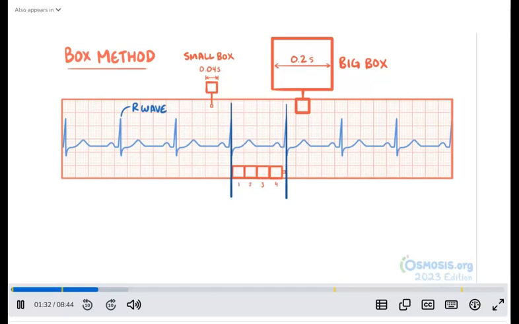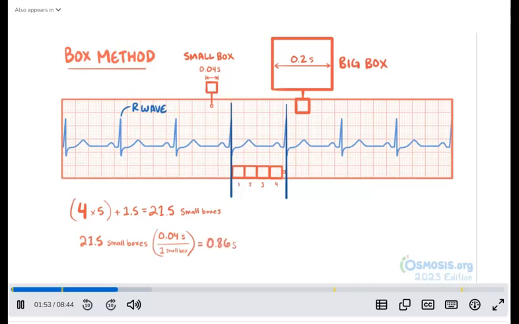So let's say that there are 4 big boxes and 1.5 small boxes between 2 R waves. Since you have 4 big boxes, that means 4 times 5 small boxes, plus that extra 1.5 small box, totals to 21.5 small boxes. And that means that there are 0.04 seconds times 21.5, or 0.86 seconds between heartbeats. So the units here are seconds per heartbeat.